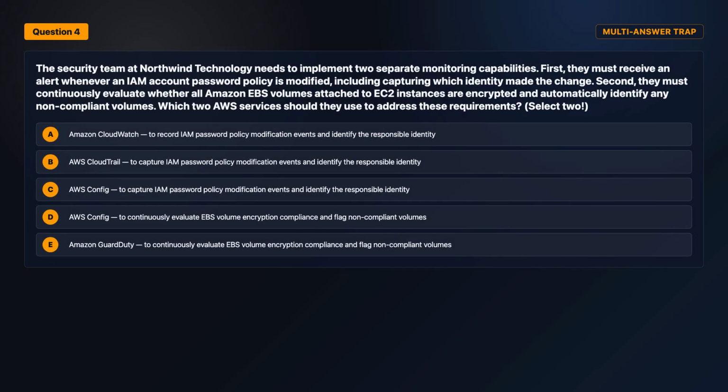Okay, question 4. Small wording, big difference. The security team at Northwind Technology needs to implement two separate monitoring capabilities. First, they must receive an alert whenever an IAM account password policy is modified, including capturing which identity made the change. Second, they must continuously evaluate whether all Amazon EBS volumes attached to EC2 instances are encrypted and automatically identify any non-compliant volumes. Which two AWS services should they use to address these requirements? Select 2. Review the answer choices on screen.